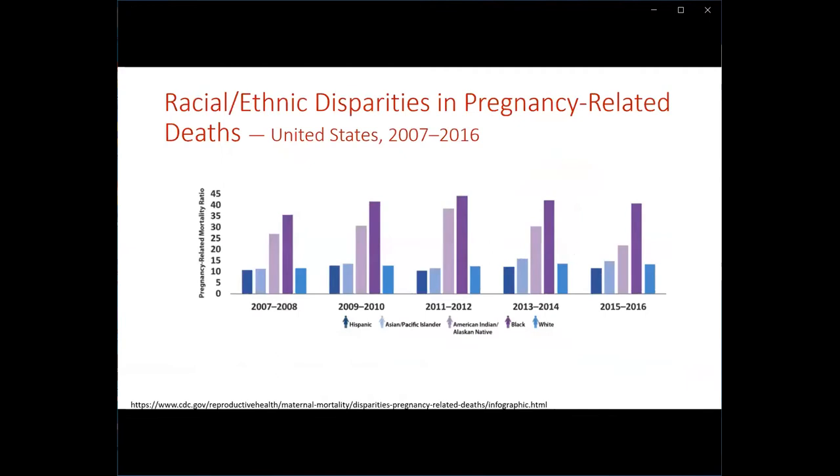As you see in this plot, significant racial disparities can be observed in maternal mortality rate. For example, it's been reported that American Indian and Black women are 2 to 3 times as likely to die from a pregnancy-related cause than white women. Also, the data shows that these gaps persisted over time.